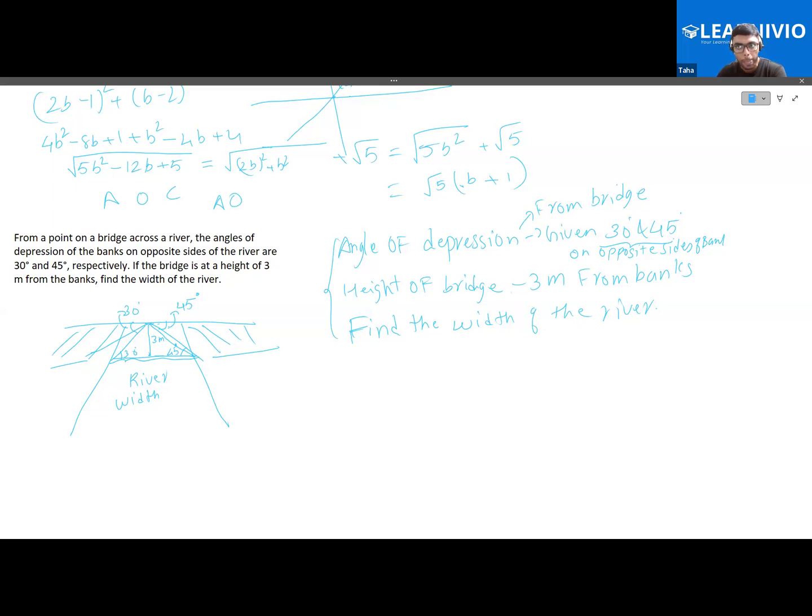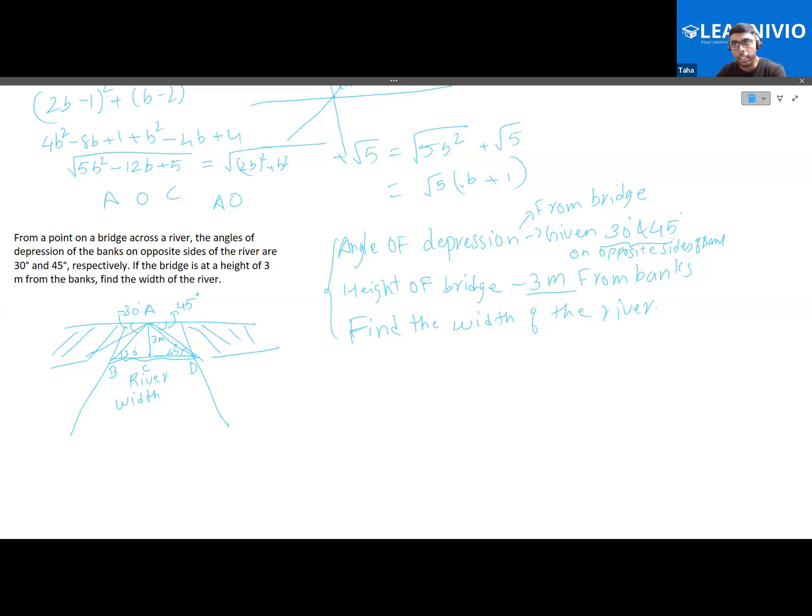Yeah. Okay. Sir, is the bridge length equal to the river width, right? No, it's not like that. The width of the river is going to be dynamic. It's going to change. But we are only given that the height of the bridge from the river is constant. The width of the river is not given to us. We need to find that.